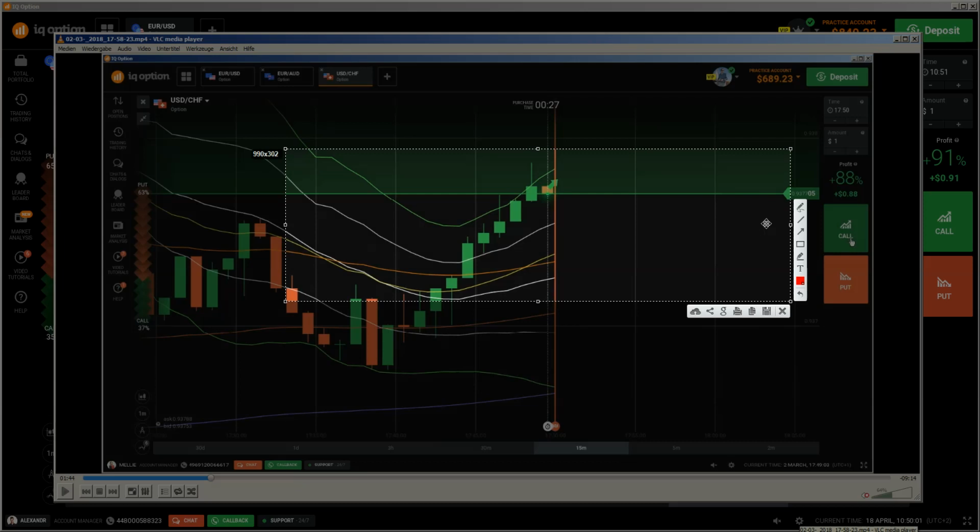So we have this kind of area here. You see these wicks here are creating this resistance area which was broken by this kind of inverted bullish hammer. And now I could immediately enter into a call without any kind of rejection, because of the closing price of this candle here.